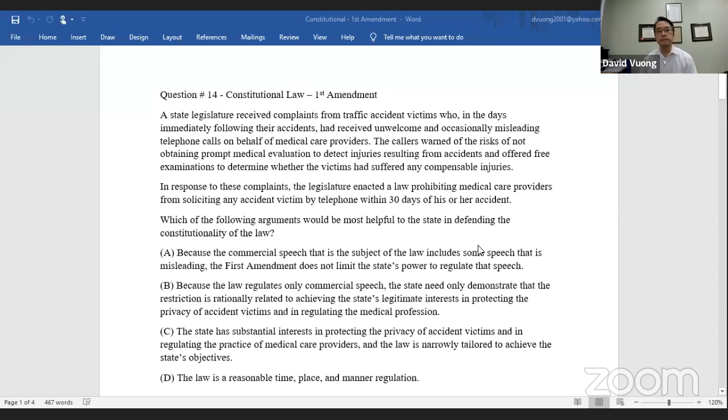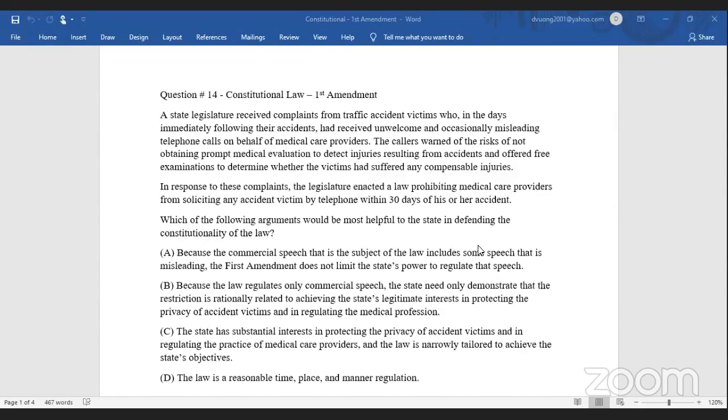Go ahead, B. Which of the following arguments would be most helpful to the state in defending the constitutionality of the law? So, most helpful to the state. I know that I'm in constitutional law, so I'm going to go right into the answers. Or, I see this little sentence, I'm going to read it. In response to these complaints, the legislature enacted a law prohibiting medical care providers from soliciting any accident victims by telephone within 30 days of his or her accident. Okay, so now which of the following arguments would be most helpful to the state in defending the constitutionality of the law?